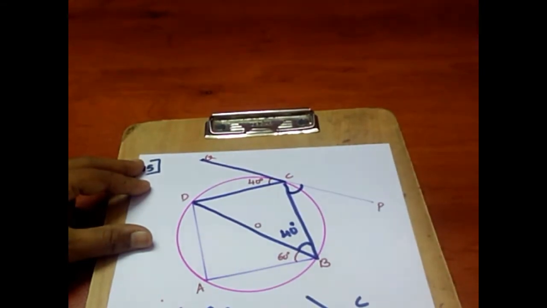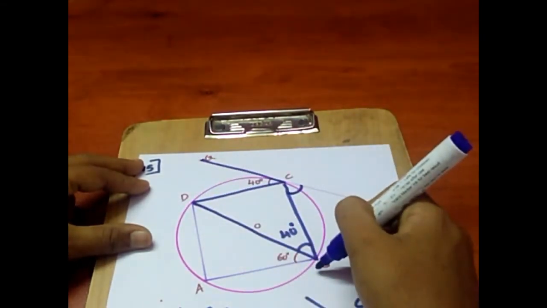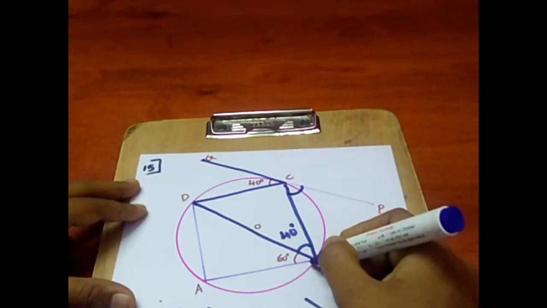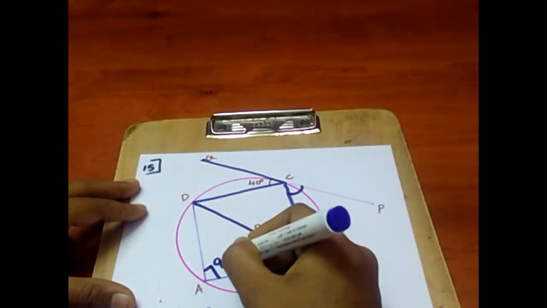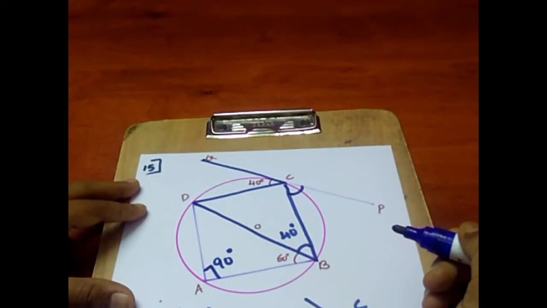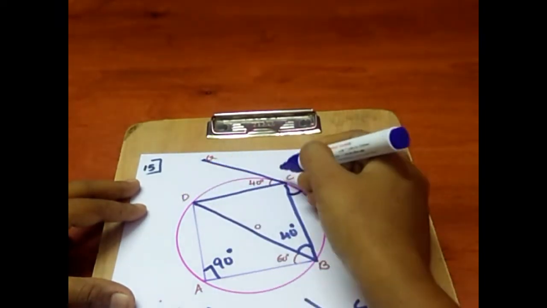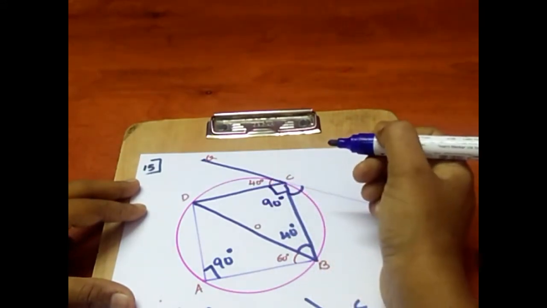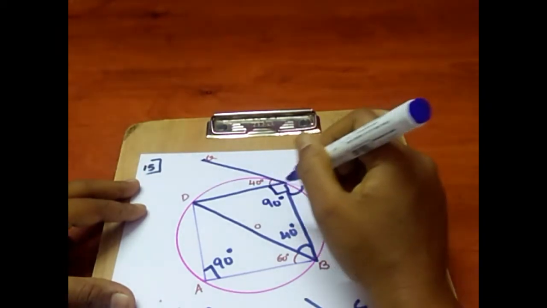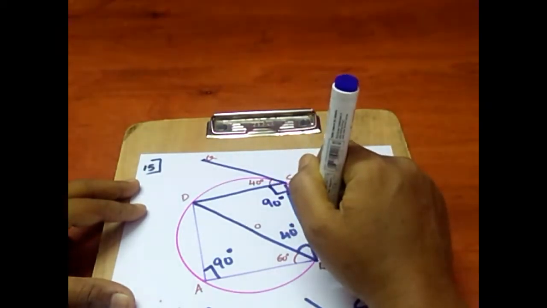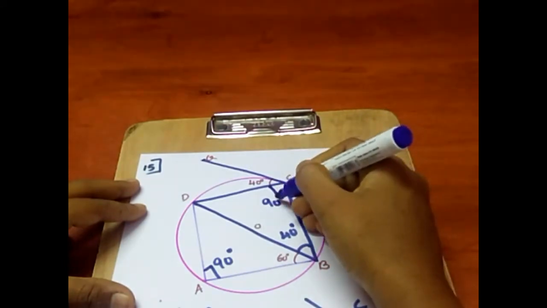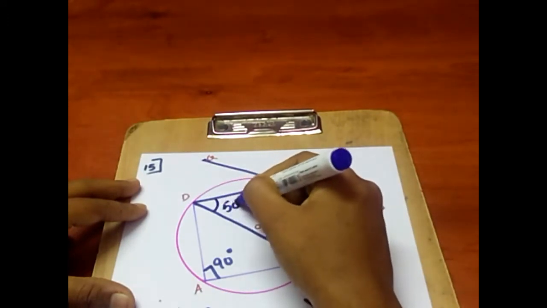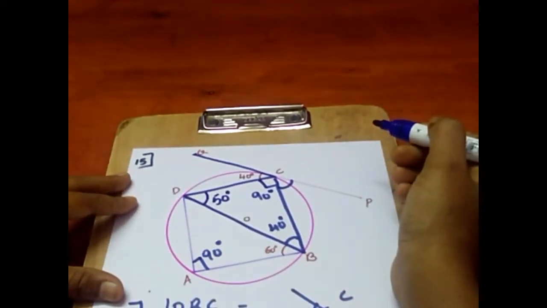Here you can notice that DB is a diameter. Am I right? Hence DB is a diameter. Angle DAC is equal to 90 degrees. In the same way angle DCB is also equal to 90 degrees. That is, angle in a semicircle is a right angle. Now in triangle DBC, one angle is 90, one angle is 40, hence the remaining angle is equal to 50 degrees. Now again the same concept.